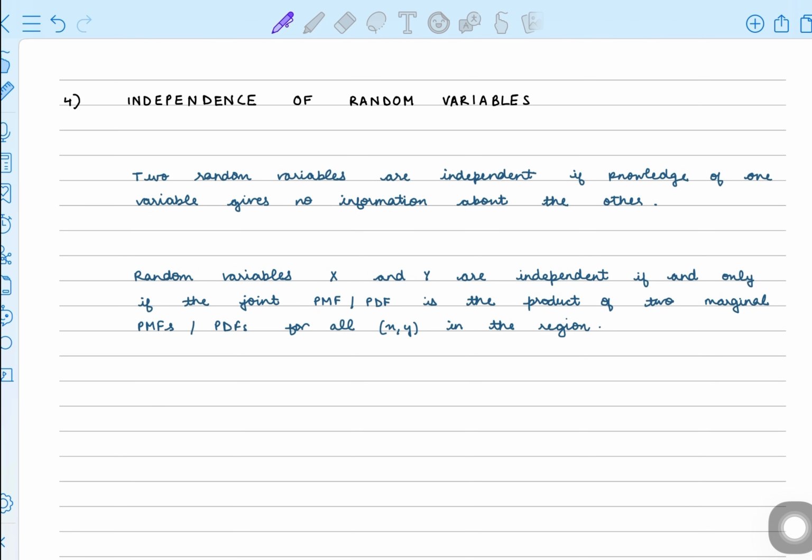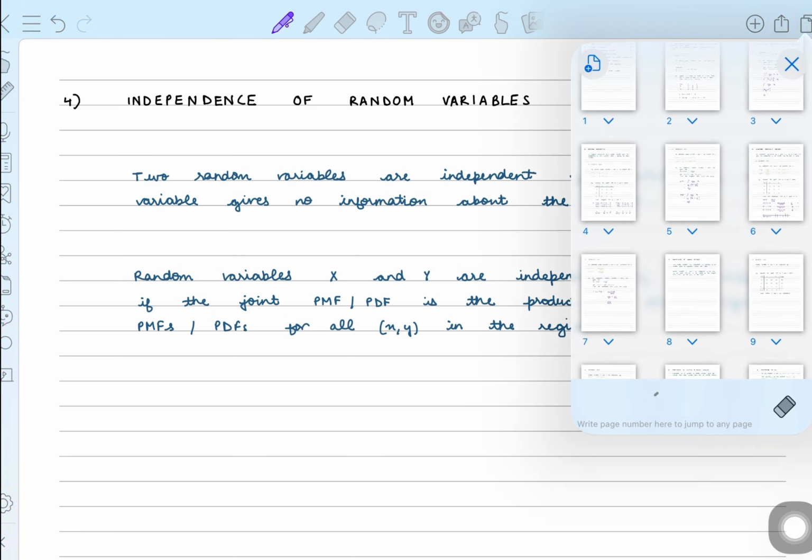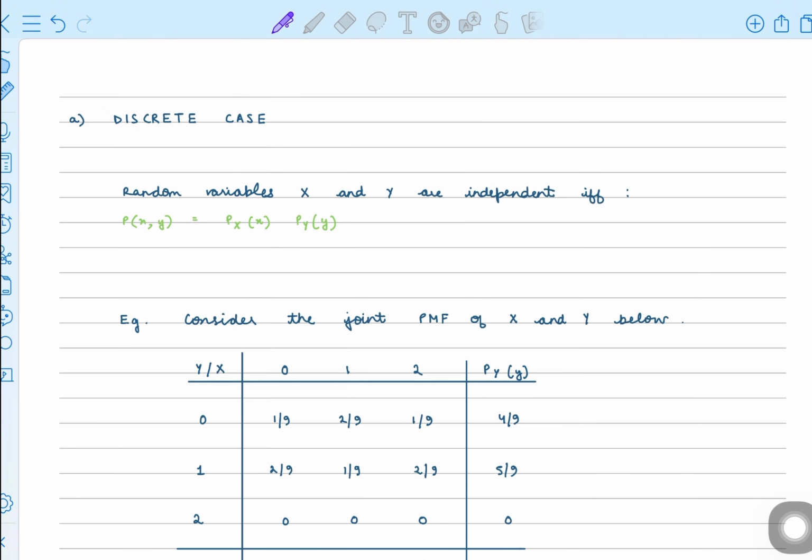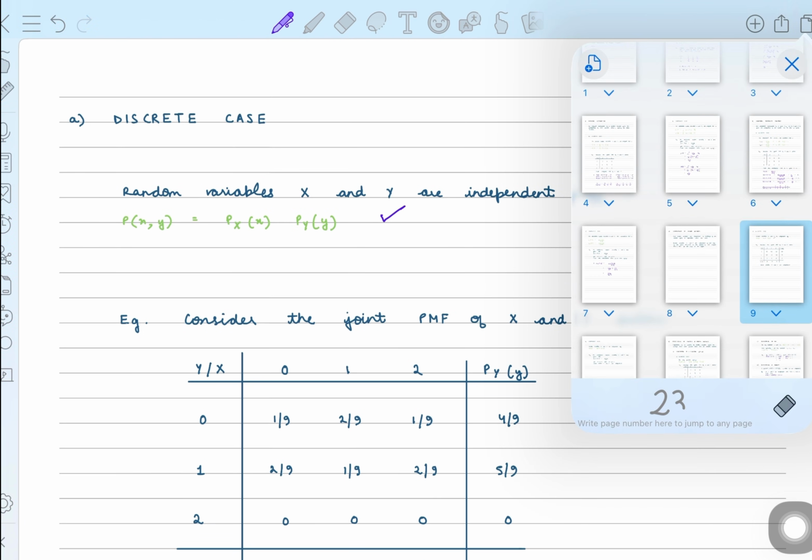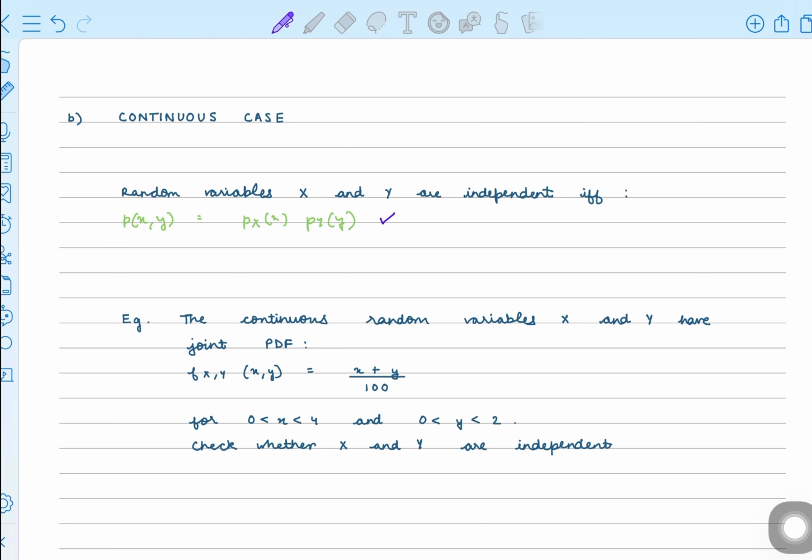Now that we've studied joint distributions, marginal distributions, and conditional distributions, we are ready to discuss one of the most important concepts in probability theory: independence. Two random variables are said to be independent if knowing the value of one variable gives us no information about the value of the other variable. Mathematically, random variables x and y are independent if and only if the joint PMF or PDF equals the product of the marginal PMFs or PDFs. This gives us the following formula under the discrete case and this formula under the continuous case.